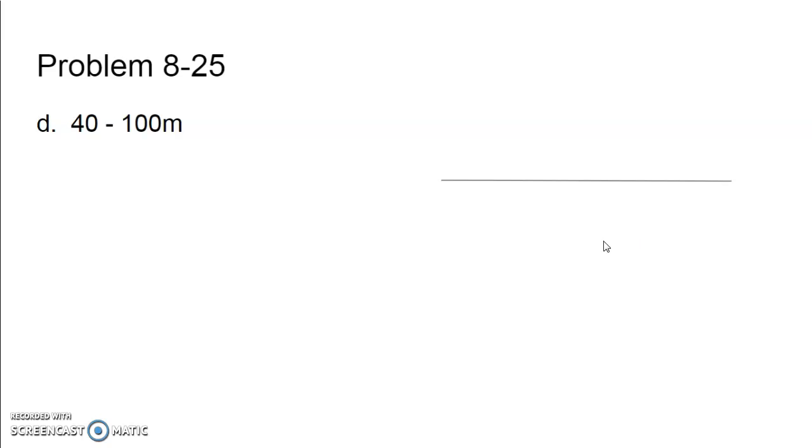Problem D, this is the last problem from 825. Let's take a look at this one. We've got 40 minus 100m.